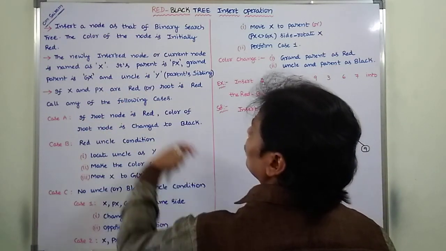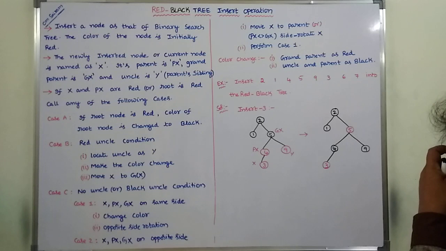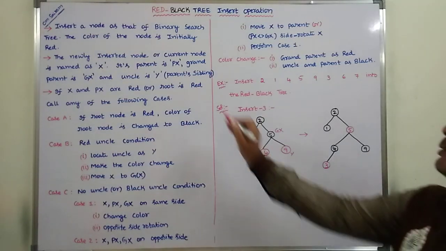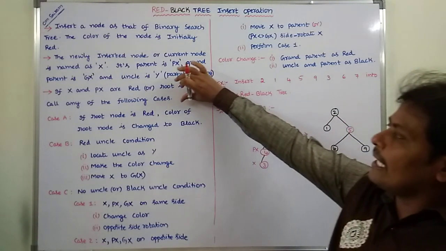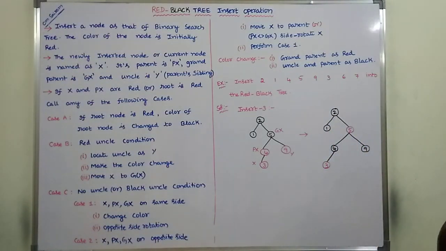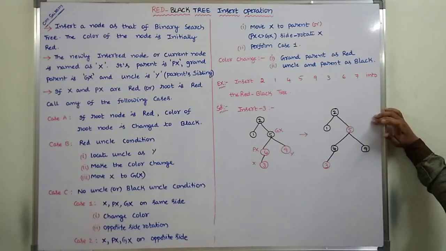There is no need to go to these three steps. X and Px are red. Okay, so this is X and this is Px, both are red. False. Root is red, root is not red. So this condition is failed. Then there is no need of going to these three steps. Okay. Now after inserting node 3, this is the red black tree we are getting.